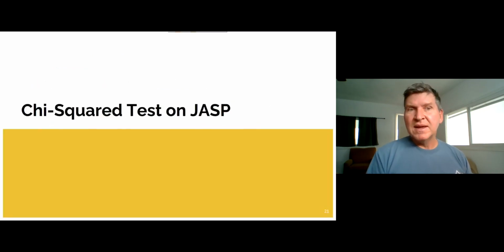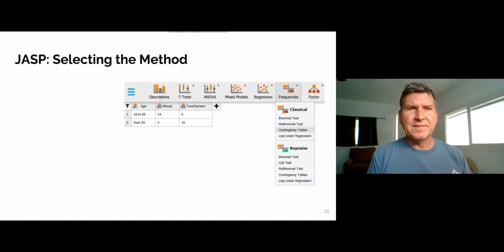Now let's talk about the chi-squared test on JASP. And with this, I've got a couple of JASP inputs that I've posted to this lesson. So here we need to select the method. Notice that I start with this contingency table, right? So this is the contingency table we talked about with our first example. And you look at frequencies and contingency tables, right? So this would be under the classical, not the Bayesian. So we would load the CSV file, and again, we provided a CSV file for you here.